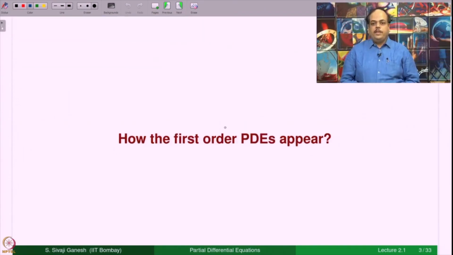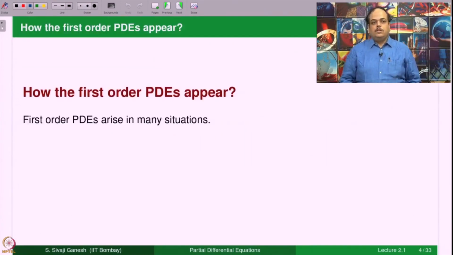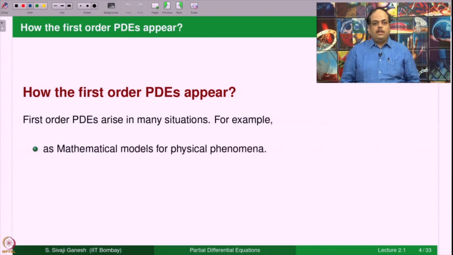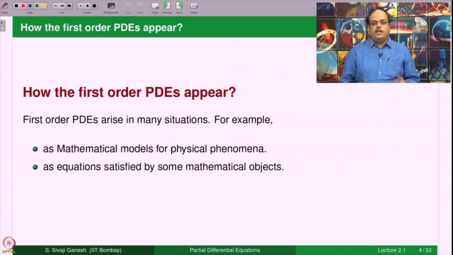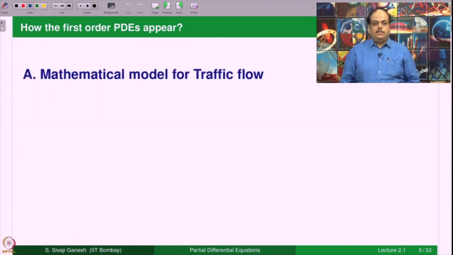Now, how the first order PDEs appear. First order PDEs arise in many situations. We are going to just see two instances. The first one being as a mathematical model for a physical phenomenon. In fact what we are going to see is not really a physical phenomenon, it just models the traffic on a highway, and then we see PDEs as equations satisfied by some mathematical objects. So this is the physical model which we are going to look at today, a mathematical model for traffic flow.